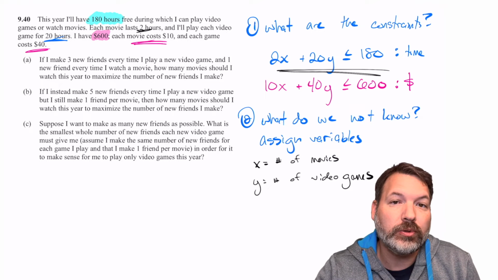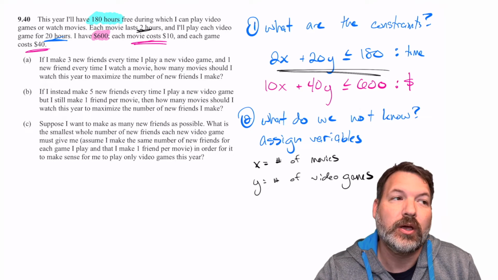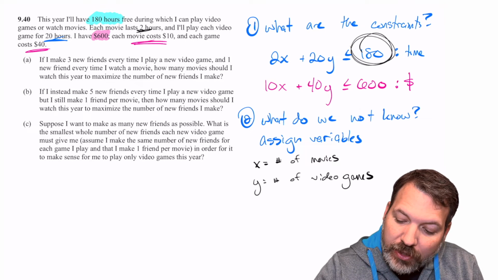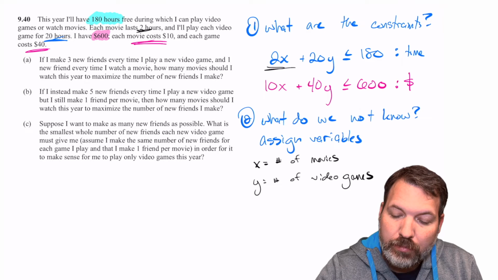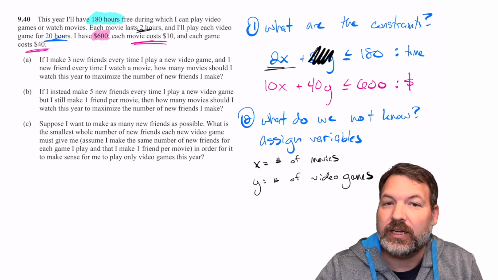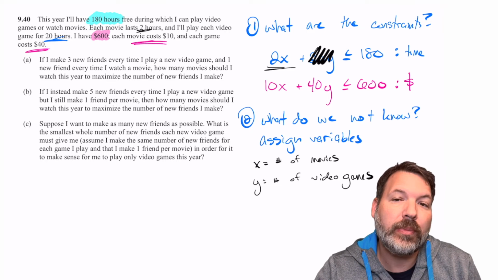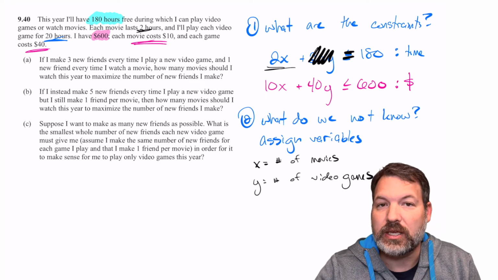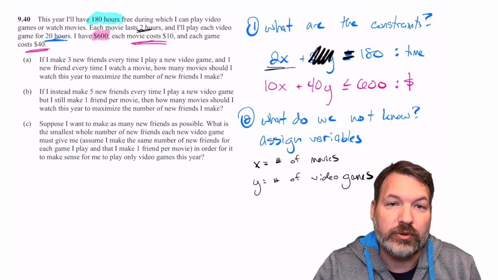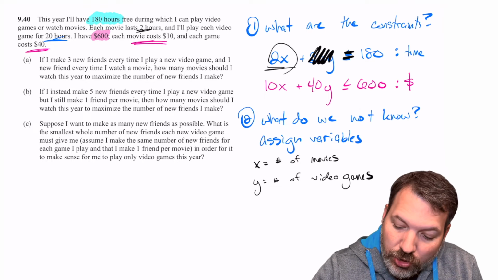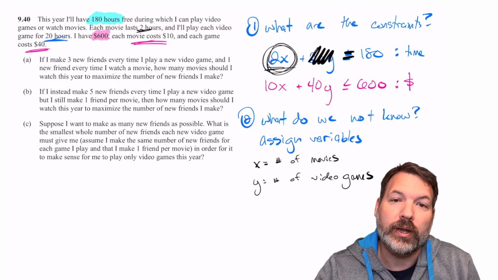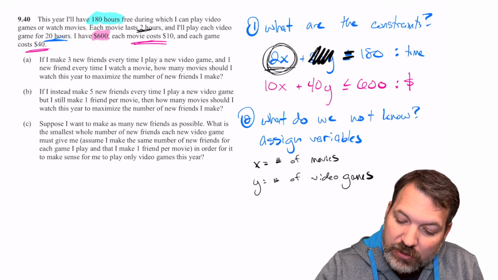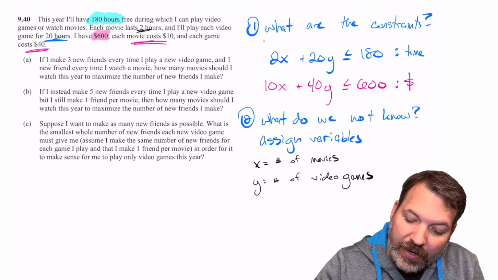Let's think about only the time that we have to spend watching movies and playing video games for a second. If I spend all 180 of my hours just on movies, that is basically if I ignore the video games entirely, how many movies could I watch? Well, first of all, let's say that this is equal to rather than less than, because we want to use all 180 hours. 2 hours per movie times what number makes 180? We can just divide 180 by 2 to figure out that that number is 90.